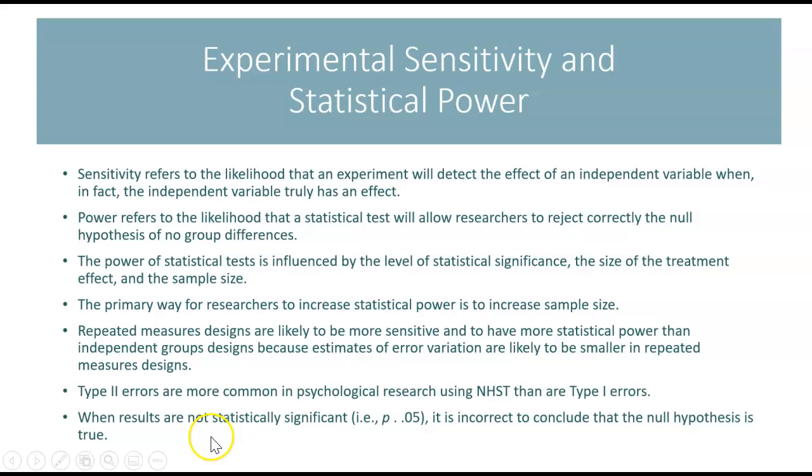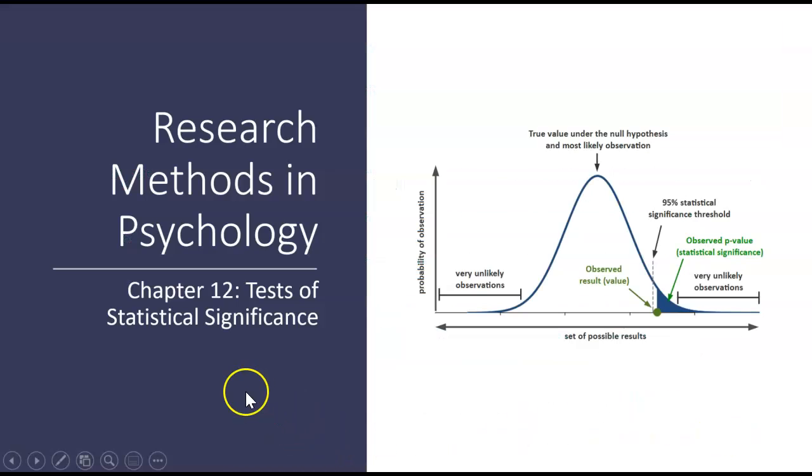So when results are not statistically significant, you shouldn't conclude that the null is true. Instead, you've failed to reject the null. Since we're more likely to make these type 2 errors, we have to be careful with our language so that we're clear. We're not saying there's never an effect or there's no effect. What we're saying is that we failed to find a result that helps us to reject the null hypothesis. And that concludes part 1.